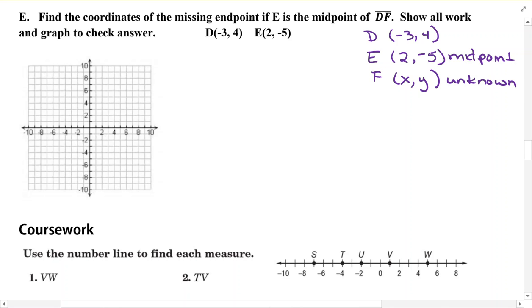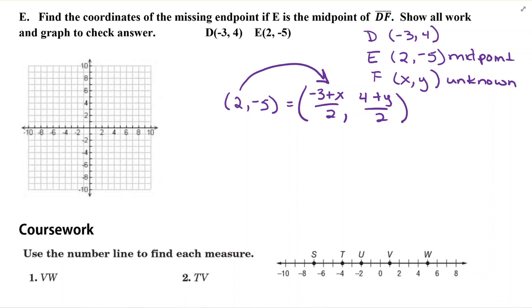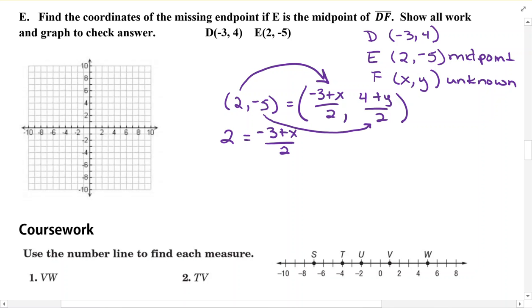Setting it up, we know that the midpoint is (2, -5), and that equals the average of the x's and the average of the y's. So this 2 corresponds to the x portion: 2 equals -3 plus x divided by 2. The -5 corresponds to the y portion: -5 equals 4 plus y divided by 2.